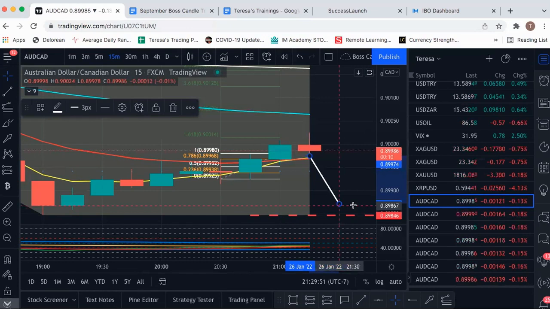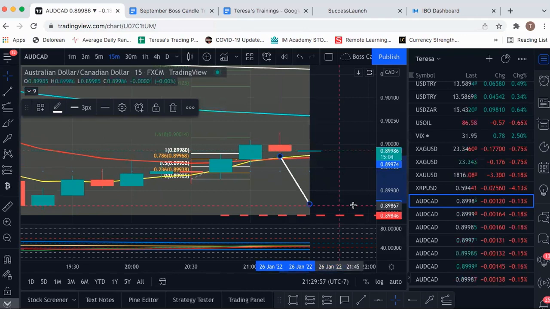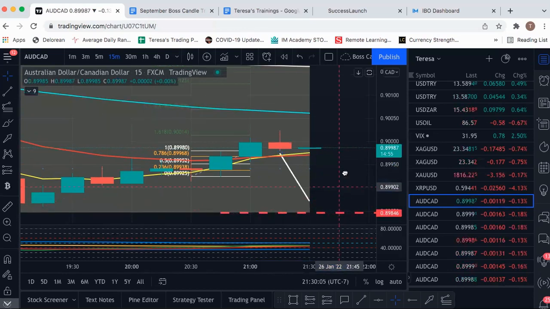So maybe you're on my call and you're like, oh, my stop loss got hit. And everyone else is like, mine didn't, mine didn't, mine didn't. And you're like, well, what the heck? Why did my stop loss get hit and other people's didn't? This could be the reason. And this could go the other way.